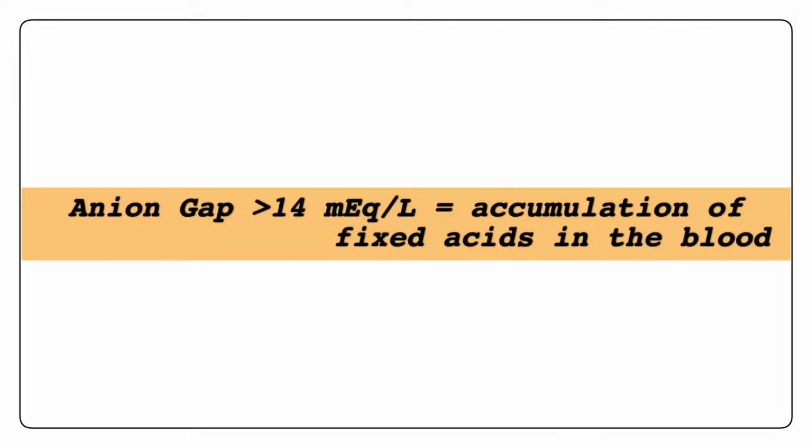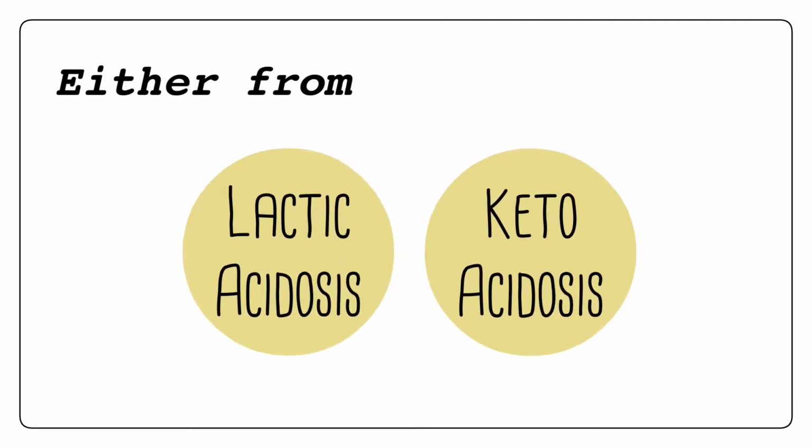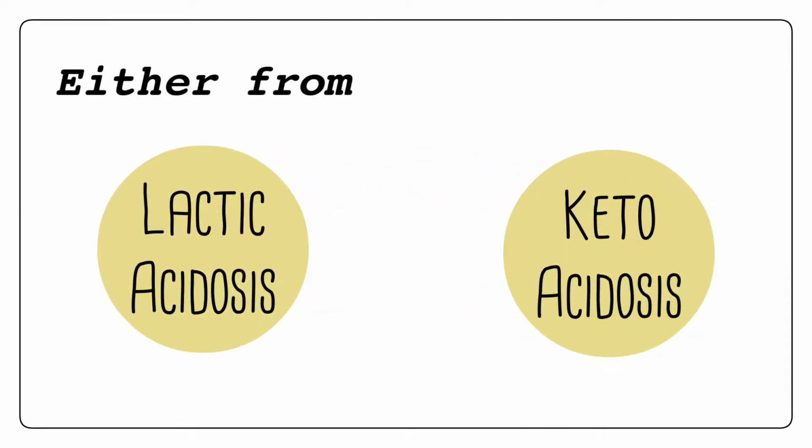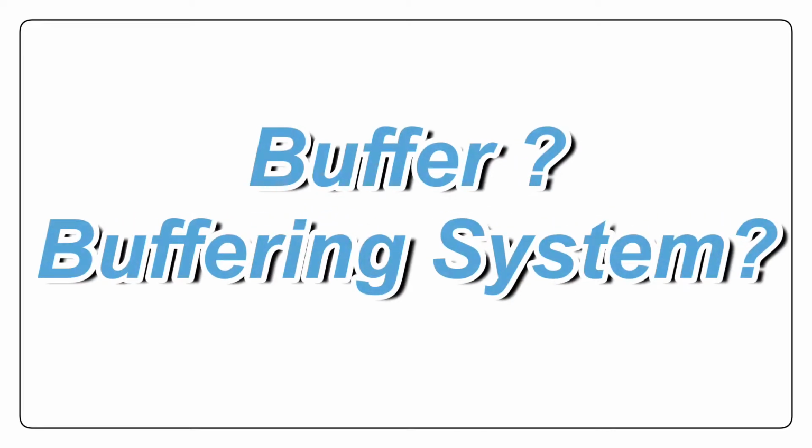Now an anion gap that is greater than 14 means that the metabolic acidosis is caused by the accumulation of fixed acids in the blood. Now where do these fixed acids come from? It may be either lactic acidosis or ketoacidosis, because these fixed acids produce hydrogen ions that are buffered by the bicarbonate. Now what is the buffer? The buffer and the buffering system will be discussed in a separate video.